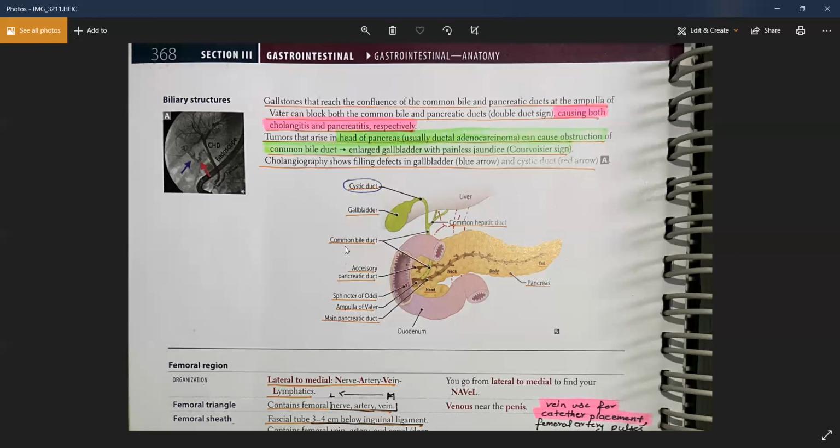Very important. And whenever a tumor arises from the head of the pancreas, as you can see, it is in very close association with the ampulla of Vater. So whenever a tumor happens, it can block the ampulla of Vater, right? So it can cause an enlarged gallbladder, and this is a very characteristic sign for pancreatic cancer. Whenever you encounter a patient with pancreatic cancer, they will present with a history of painless jaundice and an enlarged gallbladder. So whenever you encounter a patient having a very enlarged gallbladder and painless jaundice, the first thing that must come into your mind would be pancreatic cancer.